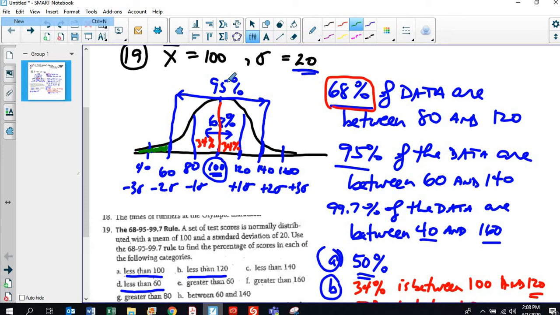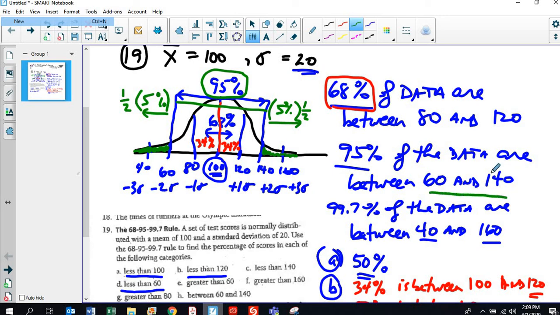Well, how much is between these two? This is 95%, from here to here, which means what? That there's only 5% outside of these two. But it's not 5% on both sides. It's 5% total. So it's actually half of 5% on this side, and half of 5% on this side. If you go from 140 all the way out and from 60 all the way down, 95% of the data is between 60 and 140, which means 5% are not between those two.